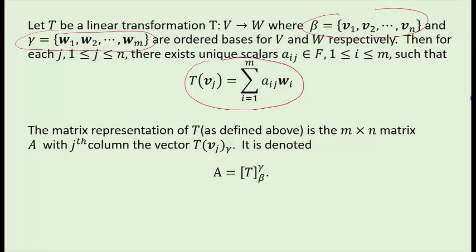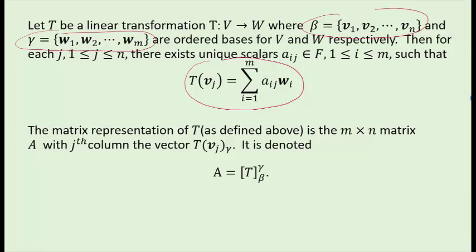So let's just say that one more time. If we take one of these basis vectors in beta and we apply the linear transformation T, we know that we get an element in W, and that element in W has unique coordinates that write it as a linear combination of the vectors in gamma. That's all this is saying.